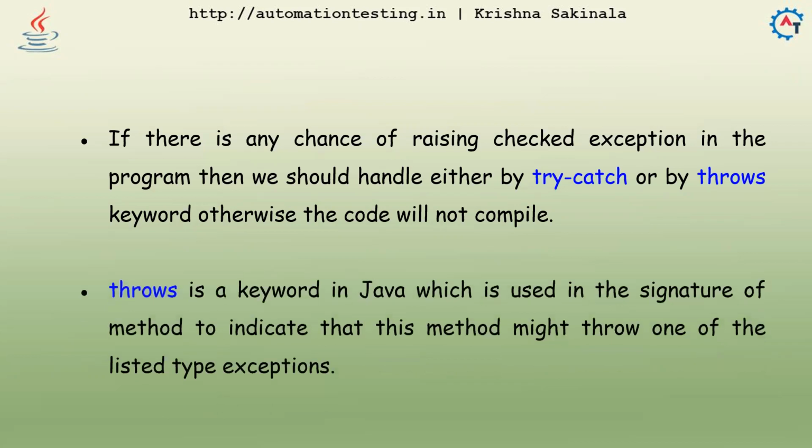Throws is a keyword in Java which is used in the signature of the method to indicate that this method might throw one of the listed type exceptions. So this is a keyword to throw an exception. With the help of an example, you'll understand everything. Throws is a keyword to handle exceptions, and it will be at the method level as a signature. How it will be associated with that method, we will see with an example.